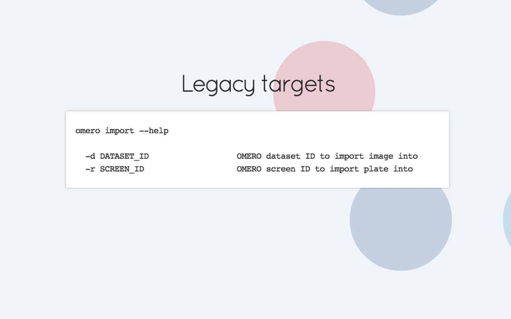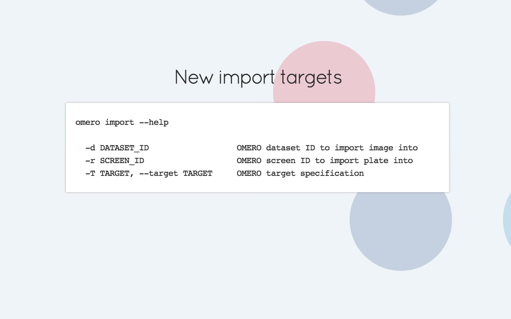You basically provide the ID there of the containers that have to be in the group that you are logged into in order for this to succeed. If you want to import into a dataset in a different group, you need to explicitly log into that other group or use the sessions CLI sessions command to move group before doing the import. So the new import targets, it's a much more flexible system using -t and providing a target, and I'll come on to the specifications there.